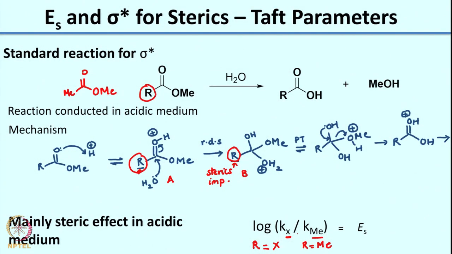So for your basic reaction or your standard reaction, you have R as methyl, and then to look at the effect of sterics, what you do is you vary R. So instead of methyl, you can have ethyl, you can have hydrogen, you can have phenyl. So that's how you vary X. Now log of Kx over Kme gives you Es. So based on what you had studied earlier with sigma, if you have a group which is bulkier than Me, what would that do to your numerator here? So Kx, if you have a bulky group, will that be greater than or lower than Kme? I want you to think about this.